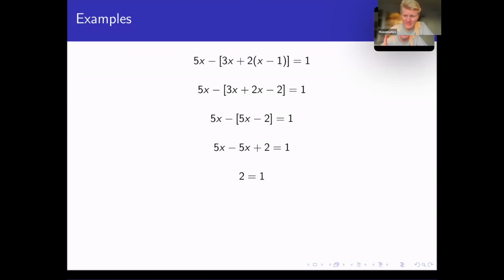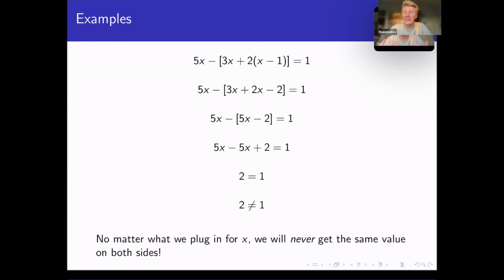However, 0 equals 0 is always true. But you're probably a little confused now because we're saying 2 equals 1. But 2 doesn't equal 1. 2 never equals 1. So what we got is the opposite, so to speak, of an identity. We got an inconsistent equation. We got an equation that no matter what we plug in for x, we will never get the same value on both sides. We will always end up at an equation that is never true. So in that case, we say there is no solution.